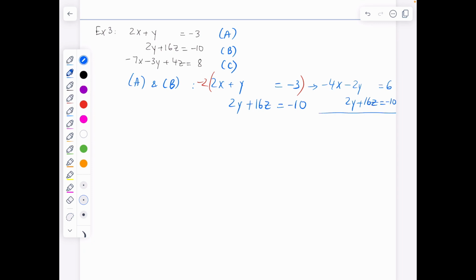Now we can add the 2 equations. Negative 2y plus 2y, that gives you 0. So we're left with negative 4x plus 16z is equal to negative 4. Now we're supposed to pick 2 other equations to eliminate variable y as well. So let's say I want to pick equations A and C.